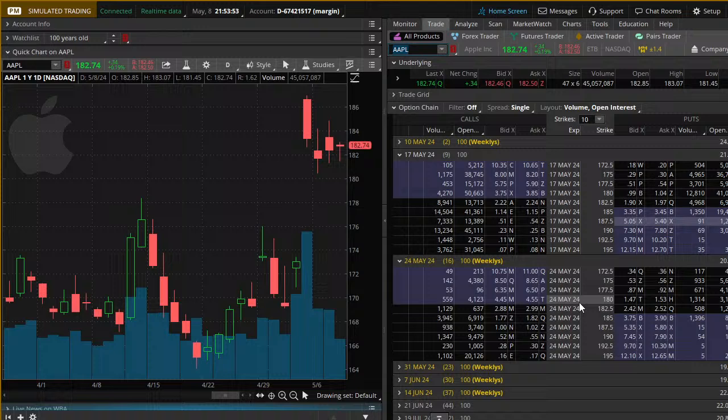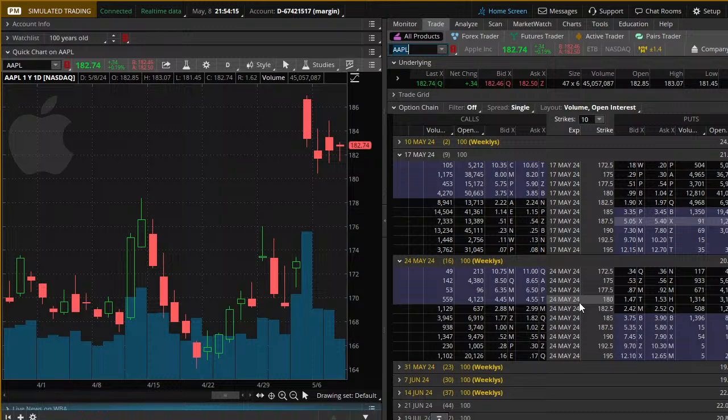TD Ameritrade doesn't change over to Schwab until the 10th of May, this Friday. Yeah, I get that. Like I said, I have 6 different accounts, so half of them are in Schwab, half of them are in TD Ameritrade, and I still have some on Robinhood.